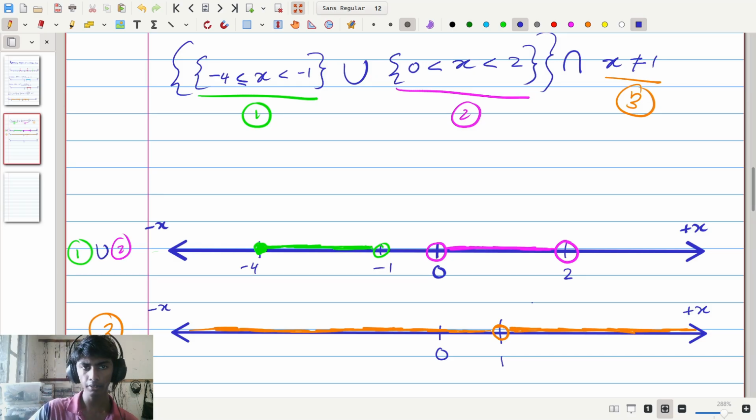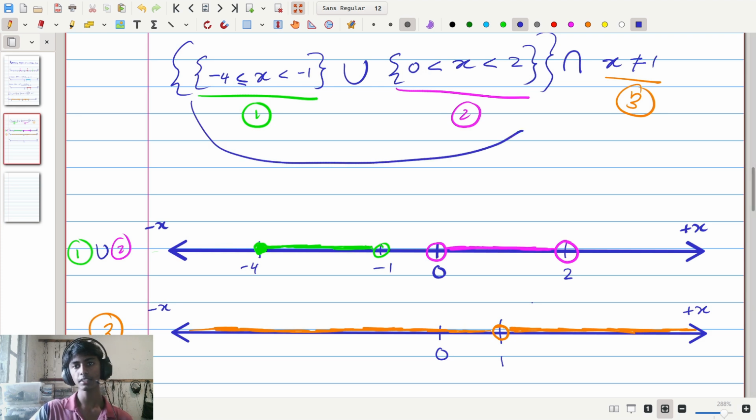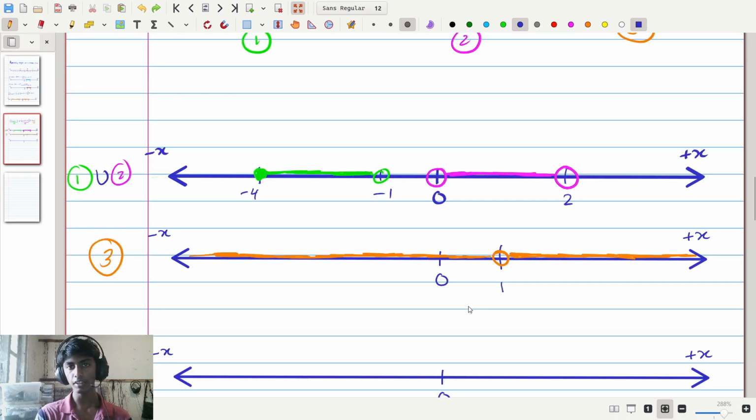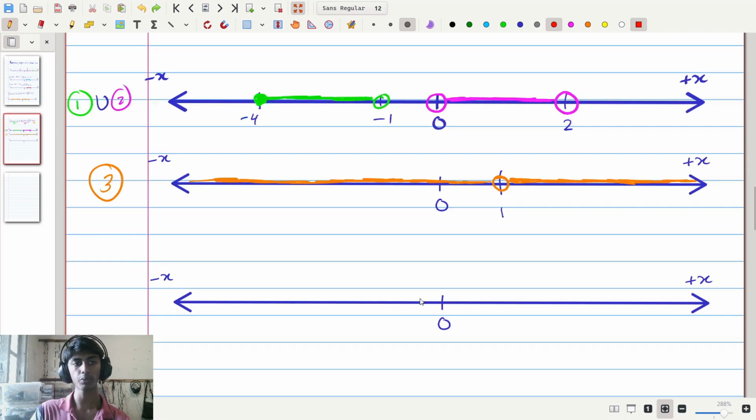Now that we've done 1 union 2, we're out of this bracket. Now we can do the final thing, which is 1 union 2 intersect 3. So intersection is basically the overlap. So what we need to do is overlap all the values of 1 union 2 with the values of 3, and I've drawn a separate number line on which we can do that, because if we try to do it directly it might cause a little bit of trouble. So the last thing we're going to have is 1 union 2, the whole thing, intersect with 3.